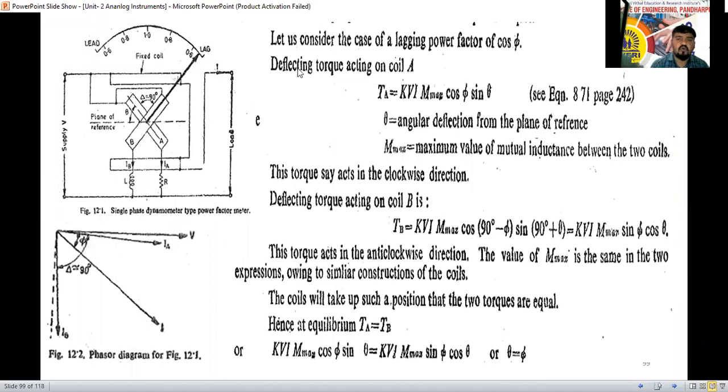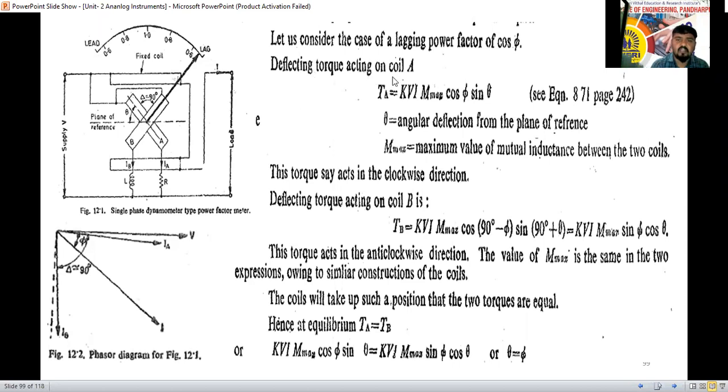So two torques will be produced. One is because of coil A and another one because of coil B. We have to derive the formula for the deflecting torque produced by coil A, and next the deflecting torque of coil B. If both are equal, then we identify how much deflection theta has occurred here.